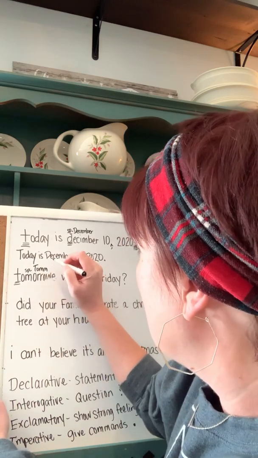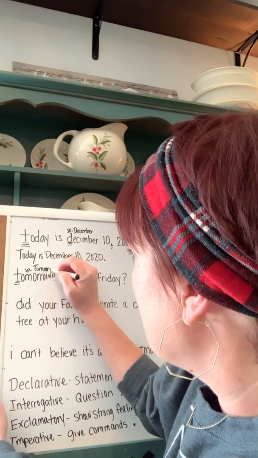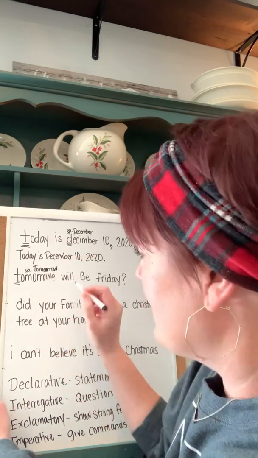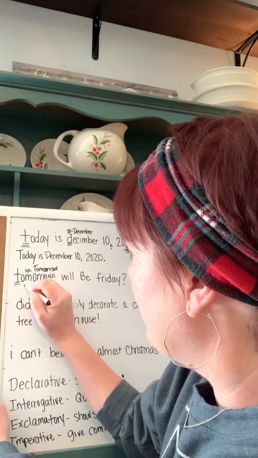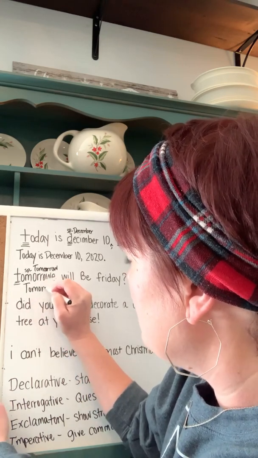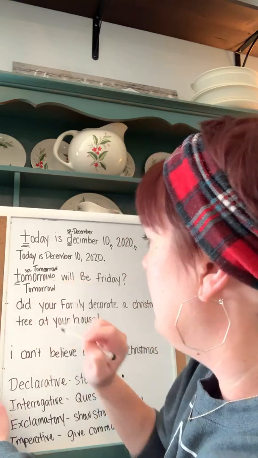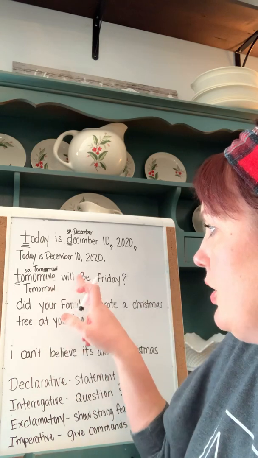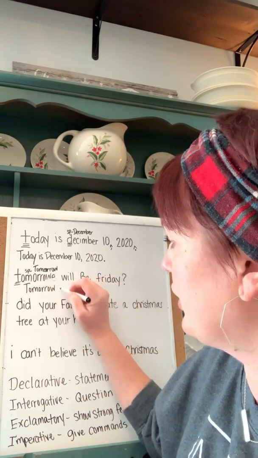Everything was right until the end. It doesn't have an E on the end of it. We don't put an E on the end of tomorrow. So tomorrow with a capital T, no E on the end. Tomorrow will, that looks good.